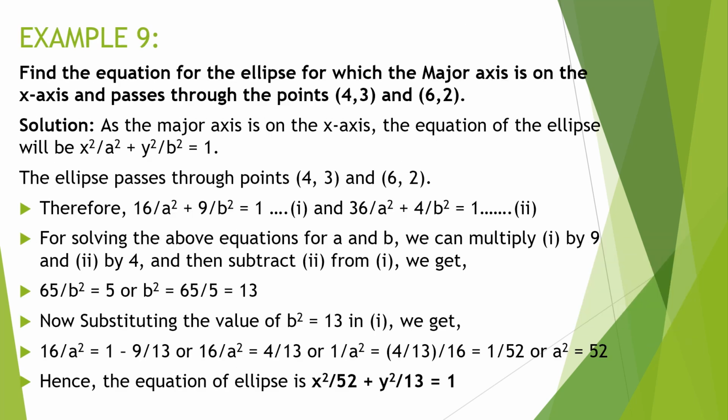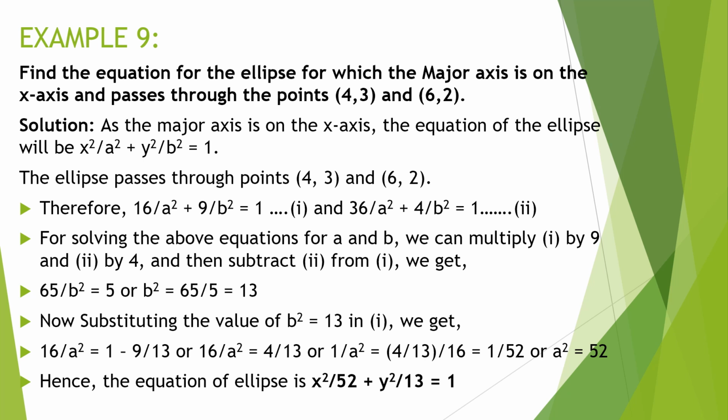Example 9. Find the equation of the ellipse for which the major axis is on the x-axis and it passes through the points (4, 3) and (6, 2). Now first thing, it is given major axis is the x-axis. So what will be the equation? X square upon a square plus y square upon b square equal to 1. Ellipse passes through these two points (4, 3) and (6, 2). So in our equation, put x equal to 4, y equal to 3 and x equal to 6, y equal to 2. So we get these two equations.